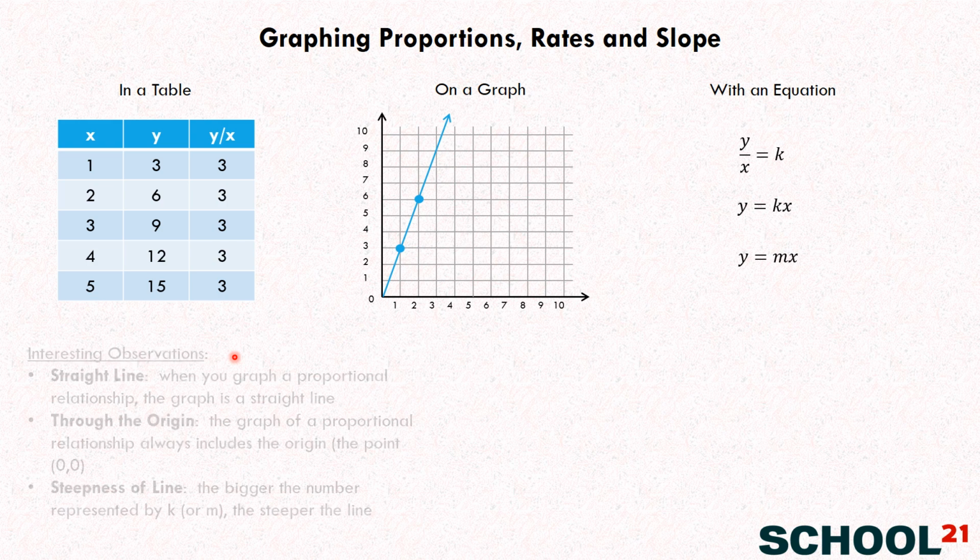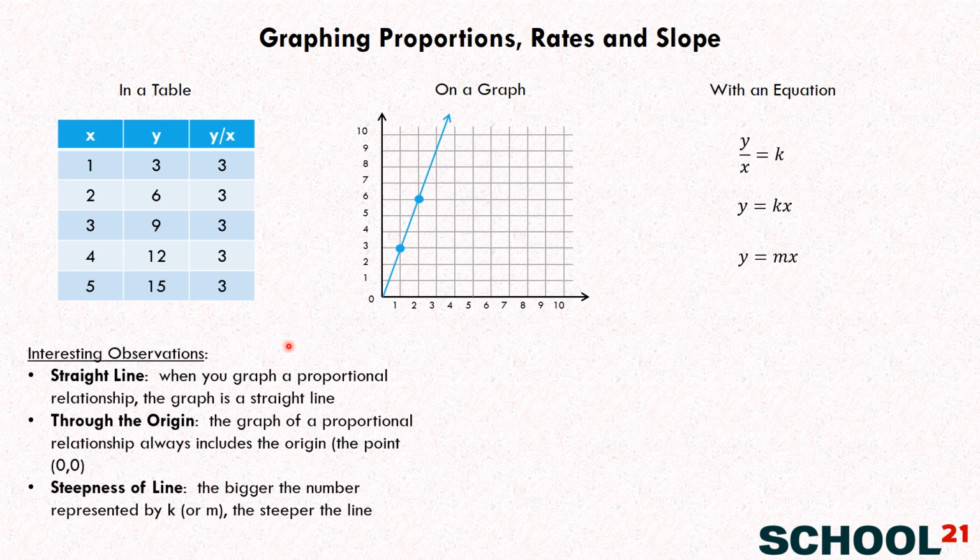So let's talk about a few things here, some observations. First of all, like we said, when you graph a proportional relationship, it's a straight line. Secondly, it goes through the origin. And then third, the bigger that k number or the m number, the steeper the line. So if we only had y equals 2x, then one point would be 1, 2, another point would be 2, 4, another point would be 3, 6. It would be not as steep as this line.